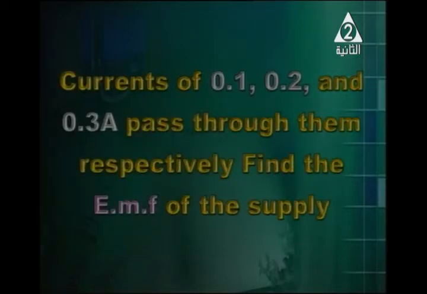Currents of 0.1, 0.2 and 0.3 pass through them respectively. Find EMF of the supply. So we know the values of the resistances and the current passing through them, but we don't know how they are connected together. So the first thing to do here is to calculate the potential difference. And what is the point of this? Resistances which have the same voltage must be connected in parallel.